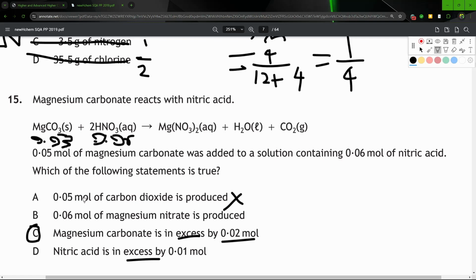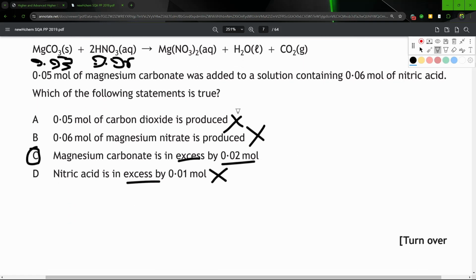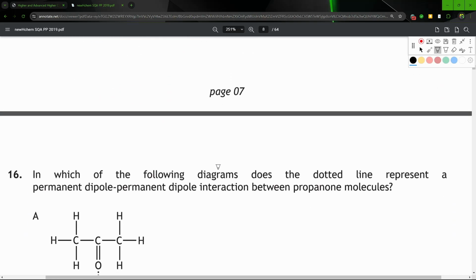It would only be 0.05 actually if we actually reacted all of the magnesium carbonate, unfortunately. So yeah, that B is also garbage for similar reasons. Nitric acid is not in excess by 0.01 because it's a limiting factor. If we had more nitric acid, we could react more of the magnesium carbonate. That's bad as well. So it has to be C. And we'll move on to 16.